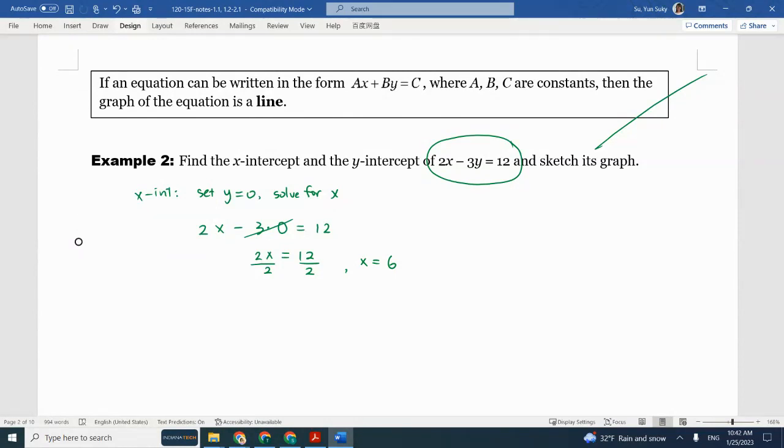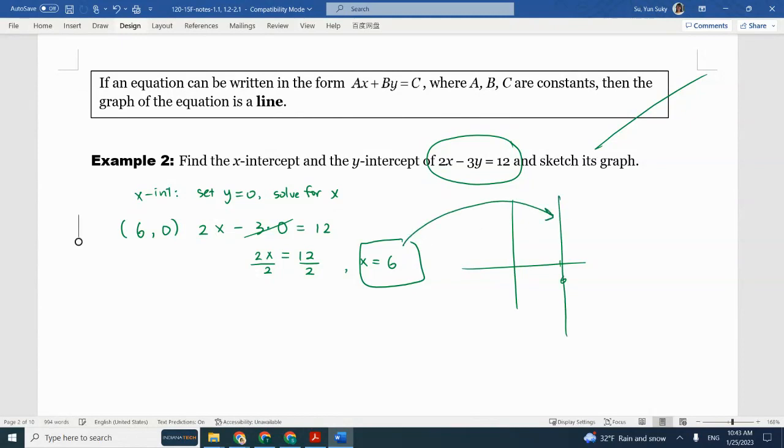Be careful. The x-intercept is a point. So the x-intercept is the ordered pair: the x-coordinate is 6, the y-coordinate is 0. Don't just say x equals 6. X equal to 6 is actually a vertical line. So that's the vertical line 6 right here. It's not a point. The x-intercept is a point. That's why it's an ordered pair with the x-coordinate 6 and the y-coordinate 0. So be careful with that.